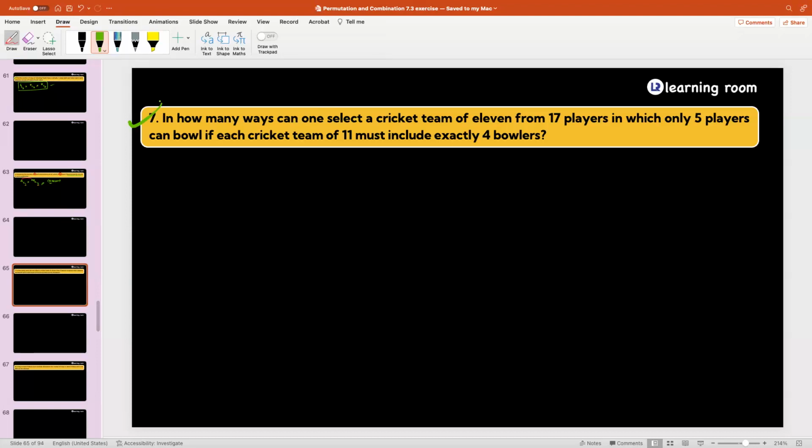In how many ways can one select a cricket team of 11 from 17 players in which only 5 players can bowl, if each cricket team of 11 must include exactly 4 bowlers? First, whatever is the condition, you need to write the combination for that. Out of the 5 players that are available, there are 4 bowlers. So it is 5C4 into how many are remaining? From 17, 5 are gone, so it will be 12. Out of the 12, you need to choose the remaining 7. So 5C4 into 12C7 will be the answer.